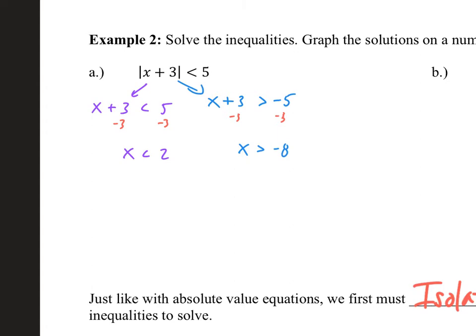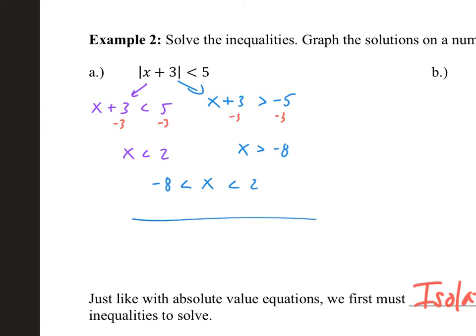So rewrite it. Take the smaller of the two, and it goes on the left. The x should be in the middle. Then the bigger of the two should be on the right. Notice how it's opening towards the 2 on this one, so that should stay towards the 2. And it's opening towards the x on this one, so this one should open towards the x. No bars, since they're not equal to.